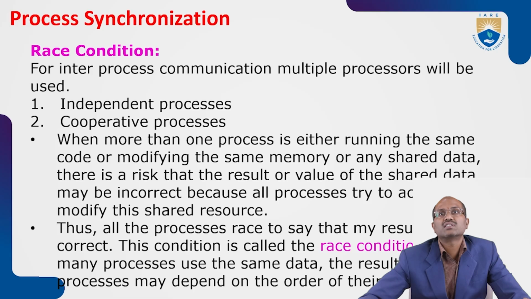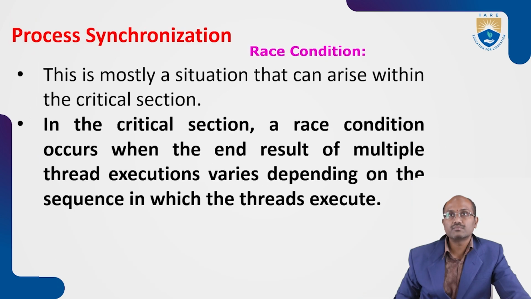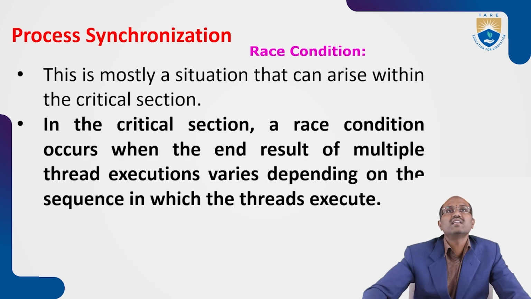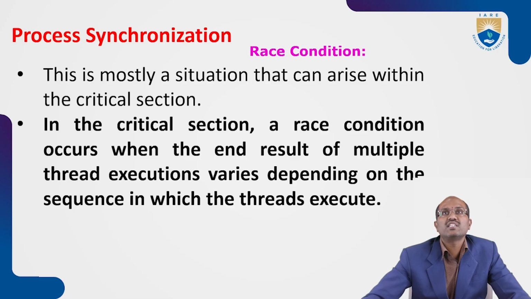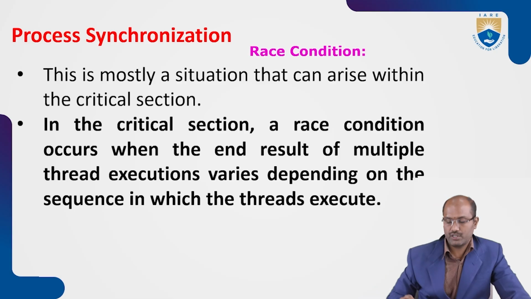Since many processes use the same data, the result may depend on the order of their execution. This situation mostly arises within the critical section. In the critical section, a race condition occurs when the end result of multiple threads' execution varies depending on the sequence in which the threads are executed.